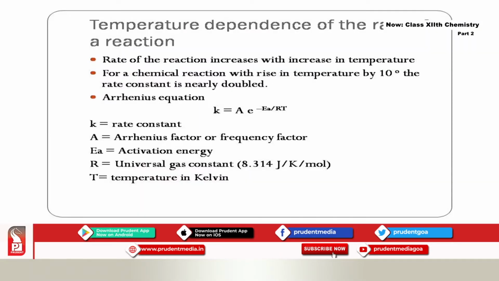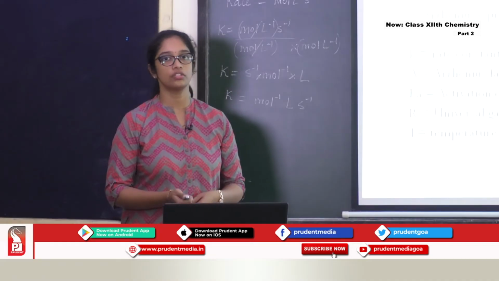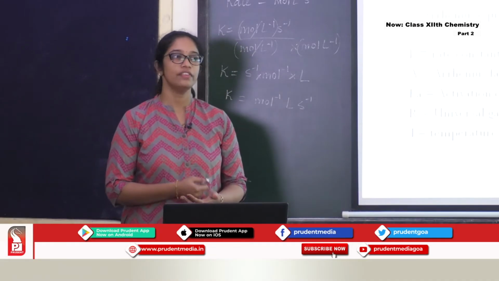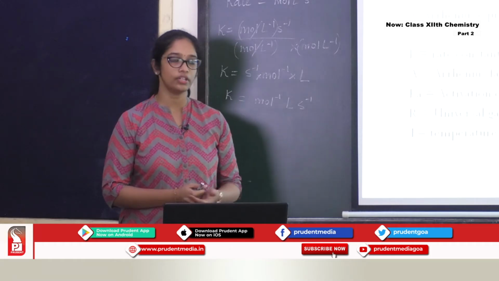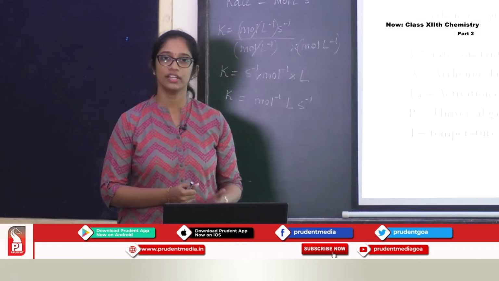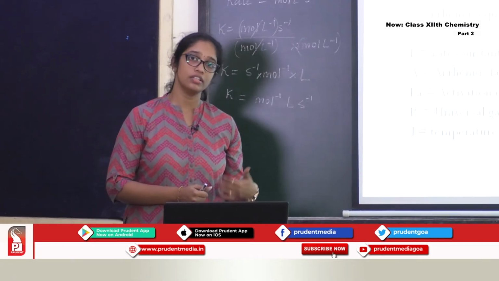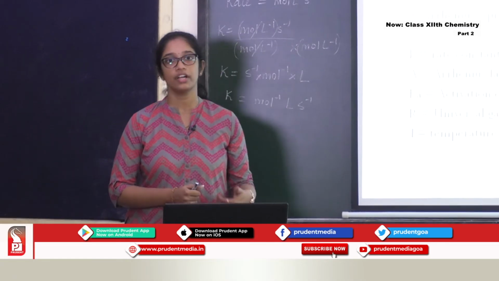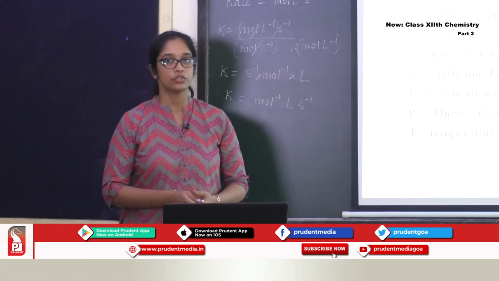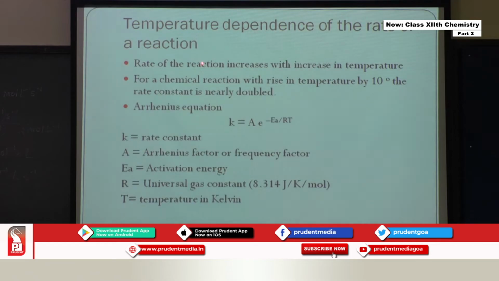The second factor that we are going to study today is how temperature affects rate of a reaction. We have already seen how concentration affects rate of a reaction. Now, for temperature, whenever we carry out reactions at very low temperatures, we find that the reaction is sluggish. It takes place at a very slow rate. But as soon as the temperature increases, we find that the reaction rate also increases. So, we see that rate of a reaction increases with increase in temperature.